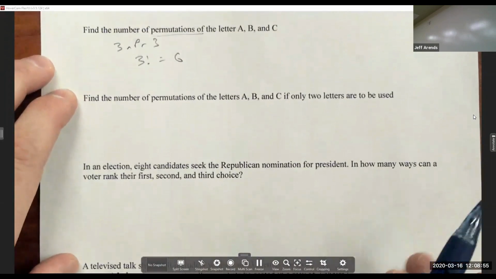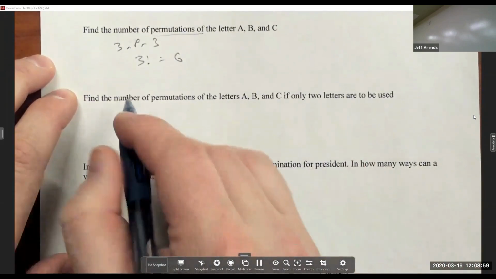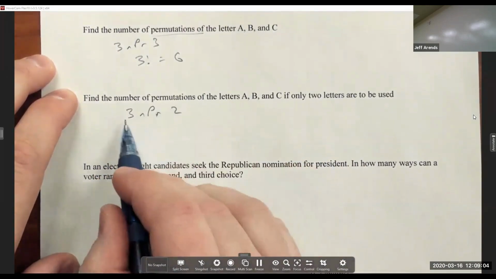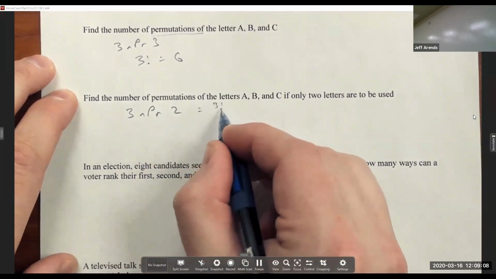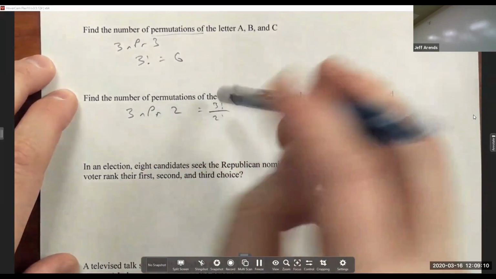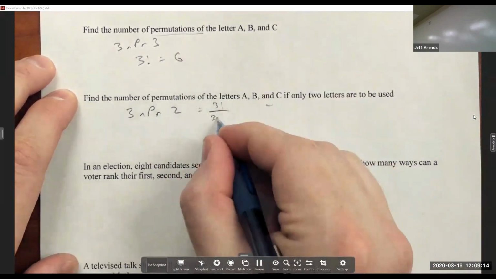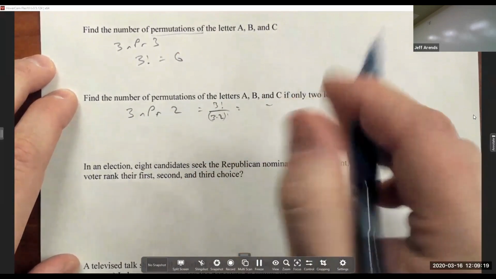All right, find the number of permutations of the letters A, B, and C if only two of the letters are used. So we're saying we have 3 letters, and we're going to only permute 2 of them. So 3 nPr 2. Well, this one is going to be 3 factorial over 2 factorial. No, that's not right. 3 factorial over 3 minus 2 factorial, there we go. Whatever. I said I wasn't going to use those.